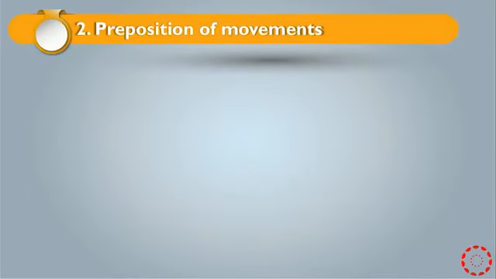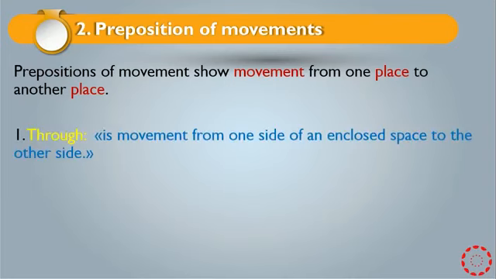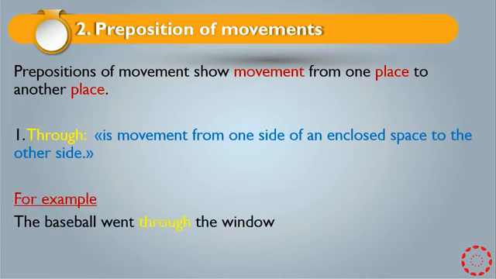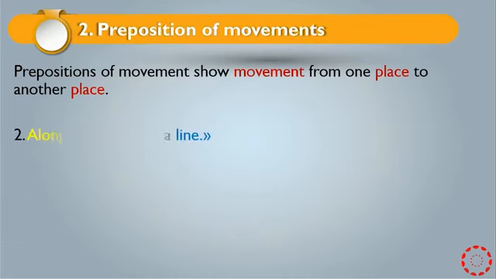The second type of preposition we have is preposition of movement. Okay, what's the preposition of movement? Prepositions of movement show movement from one place to another place. So for this we have through, which is movement from one side of an enclosed space to the other side. For example, the baseball went through the window. As you see, the window is an enclosed space and the ball went through the window.